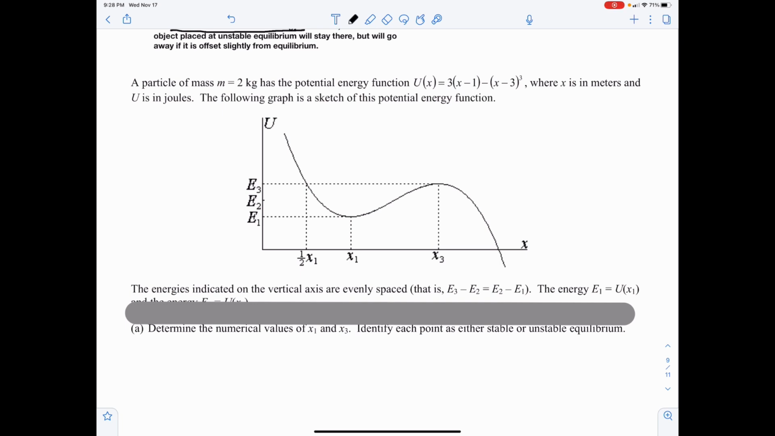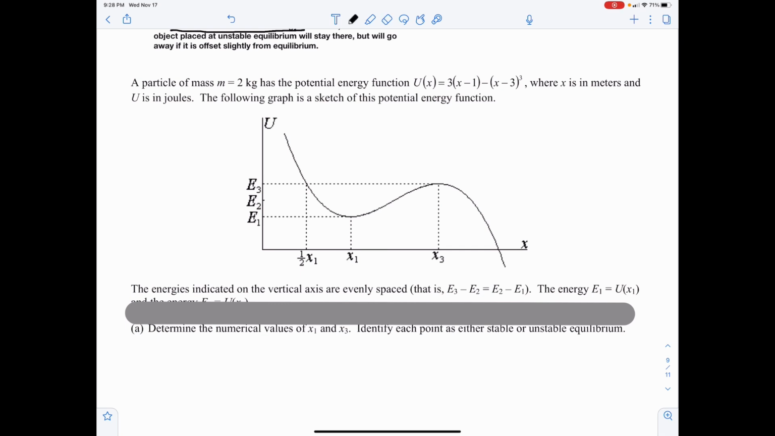Okay. So the energies indicated on the vertical axis are evenly spaced so that E3 minus E2 is the same as E2 minus E1 and so forth. The energy E1 is the potential energy function U evaluated at x1. So we can see x1 right here. We go up to the U function, which is U of x, and we evaluate it right there. So E1 is the potential energy function evaluated at that x1, and so forth.